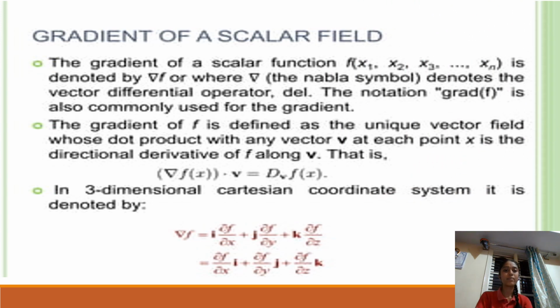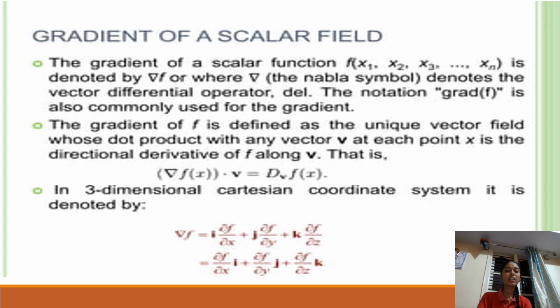Gradient of a scalar field. The gradient of a scalar function f of x1, x2, x3 and so on till xn is denoted by nabla f, where nabla, the symbol, denotes the vector differential operator del. The notation grad of f is also commonly used for the gradient. The gradient of f is defined as the unique vector field whose dot product with any vector v at each point x is the directional derivative of f along v. That is, nabla f of x dot v is equal to dv f of x.